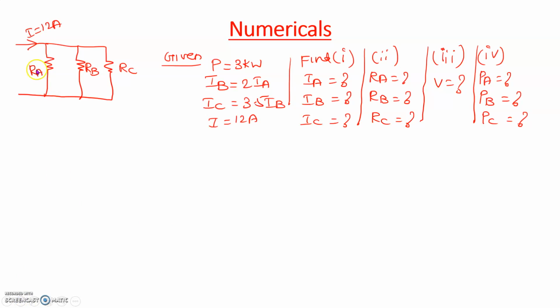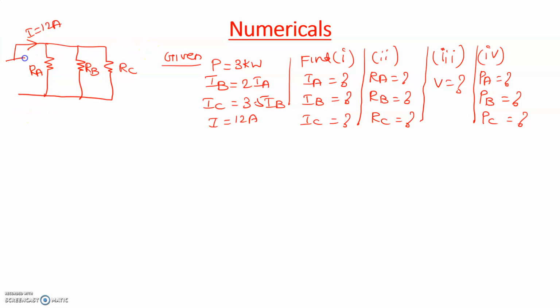So three resistors RA, RB, RC are connected in parallel, taking a current of 12 amperes from the supply, and power is 3 kilowatt, given that IB is equal to 2 times IA and IC is equal to 3.5 times IB. We need to find the current through each resistor, the resistance values, the supply voltage, and the power dissipated in each resistor.